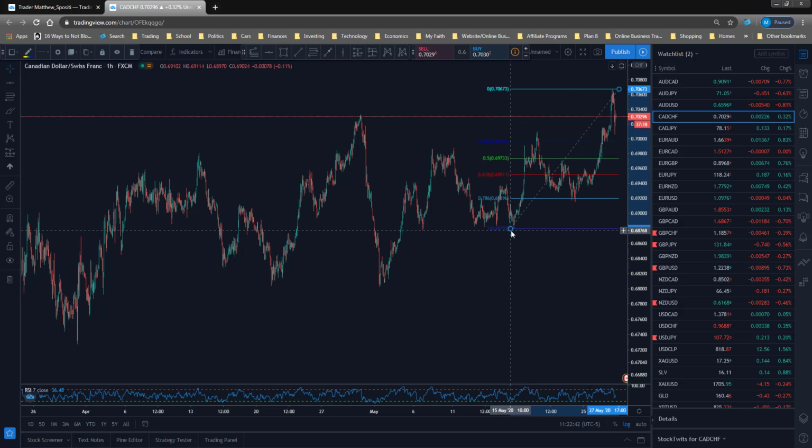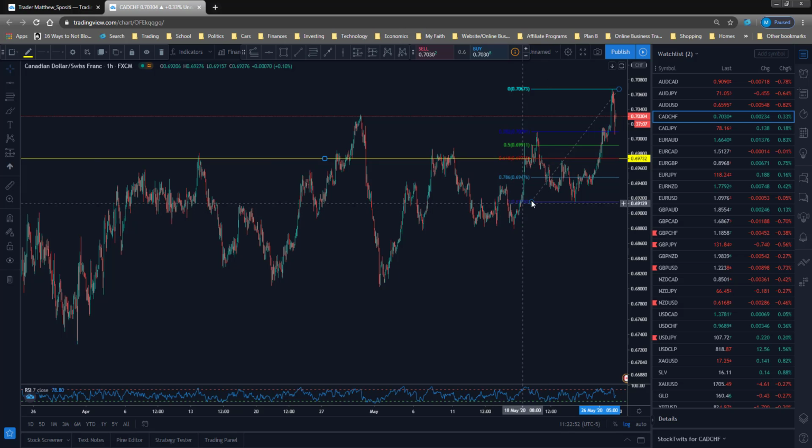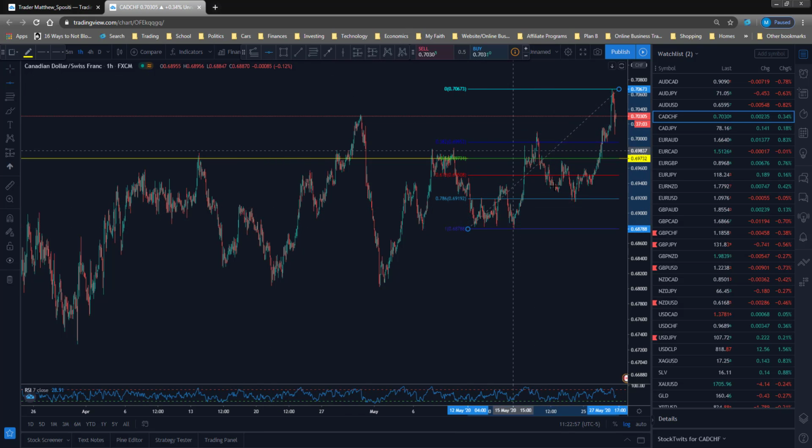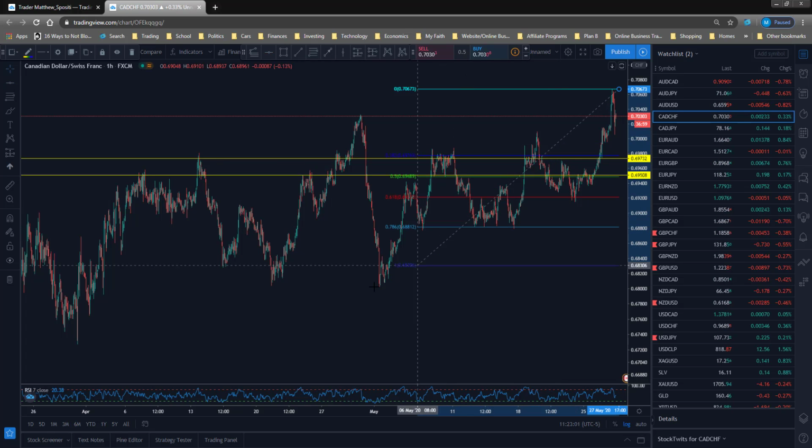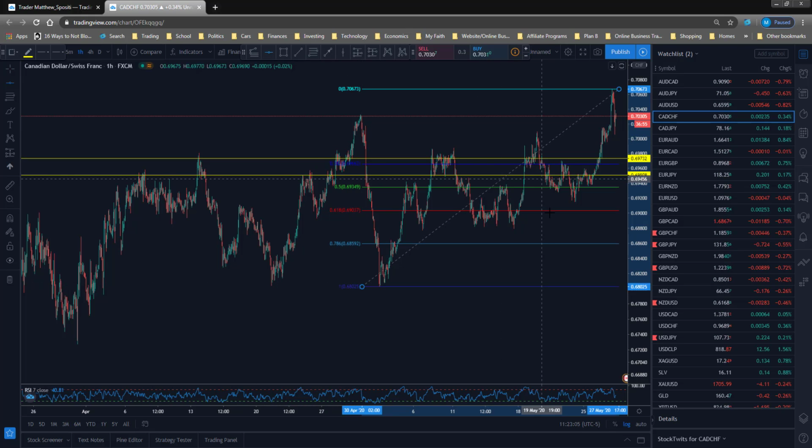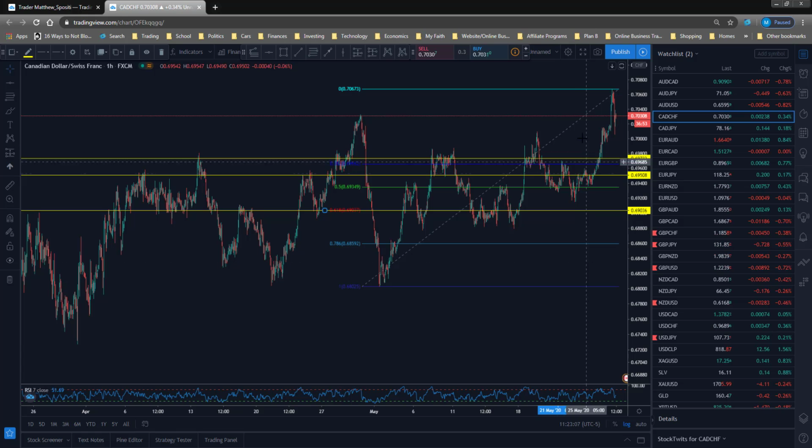You could draw your fib retracement tool from here, and you could get your entry here. This is one area you could do this. You could draw your fib retracement tool down here. Again, another entry right there. Or you can decide to draw your fib retracement tool all the way down here, which gives you another entry.